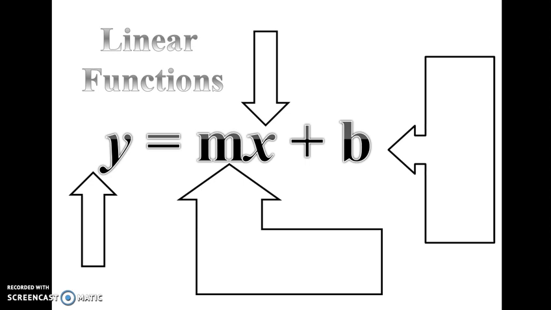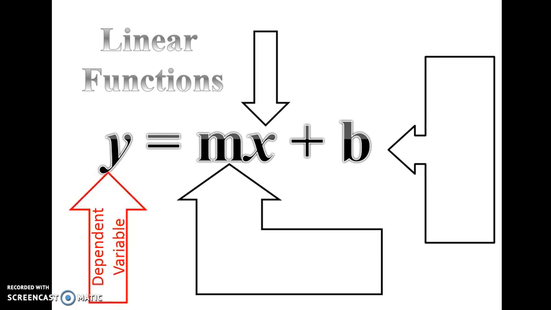This is called the slope-intercept form, and it is kind of like a puzzle that you can put together to create a linear equation. Next to each of these letters, y, m, x, and b, you have these arrows. We're going to fill in those arrows with terms or parts for any linear equation. So let's get started.